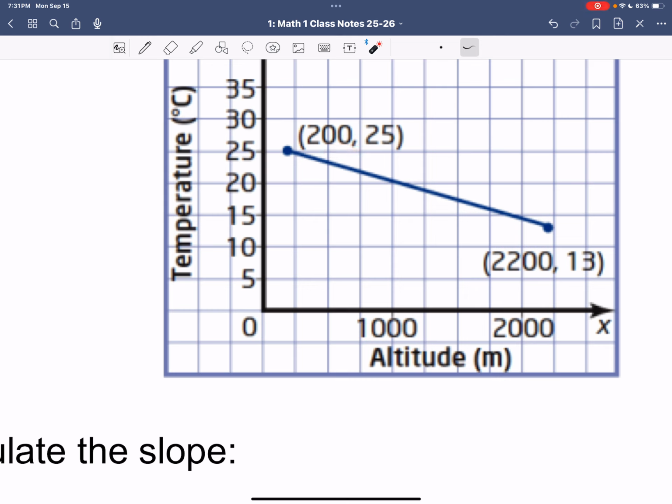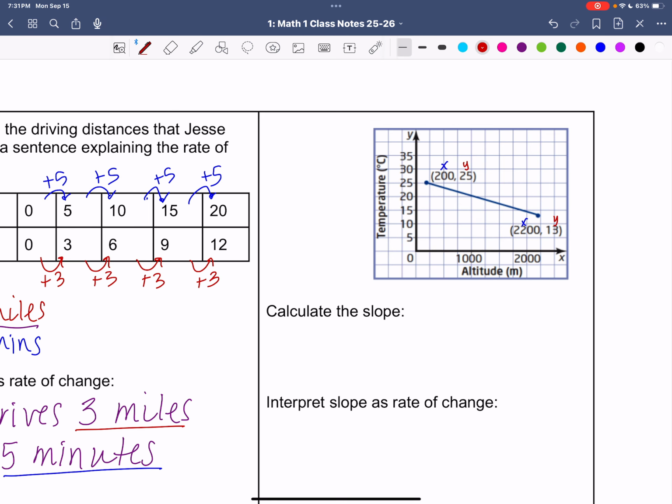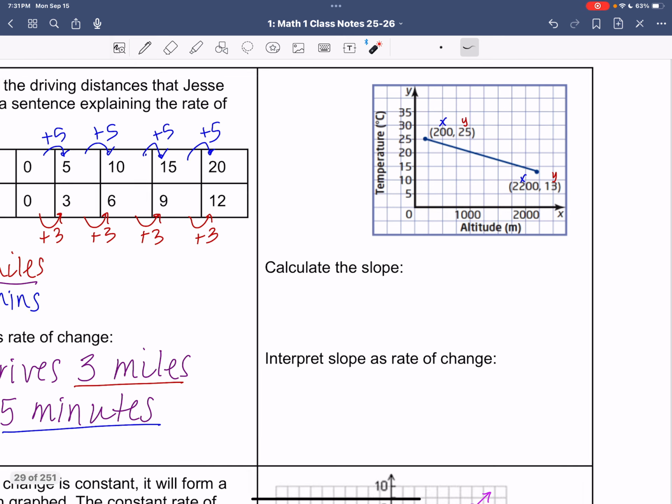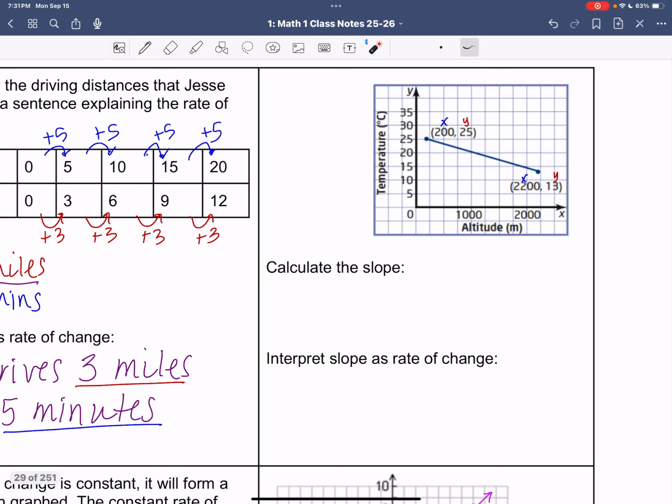So remember, these are your x's. These are your y's. And you're going to set up an ordered pair and you're going to find slope using a formula. All right, I'm going to give you a hint. You will have a negative slope. So that means something's going to decrease for here. So go ahead. I want you to try this one.